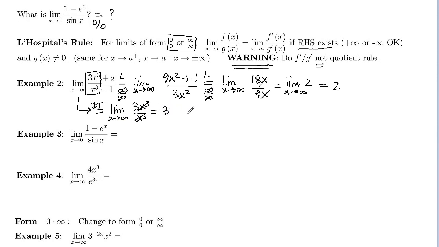Oh, you know what? We got 2 up here. We got 3 down here. What happened? What happened was I wasn't paying attention here. 2 times 3 is 6x, not 9x. That should be a 6. 6 right there. 18 divided by 6 is 3, not 2. Now we got the same thing.